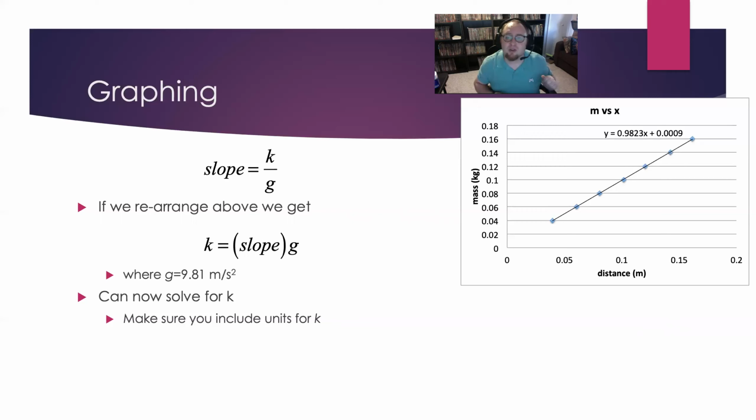And so when you do a graph, you should always have a graph that looks like this with both axes labeled, a trend line, and an equation. And from that equation, you will get the slope. And from that slope, you will plug into equations given to you in the lab to solve for some other term.